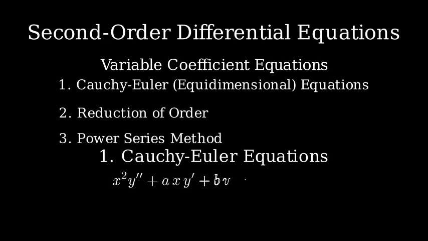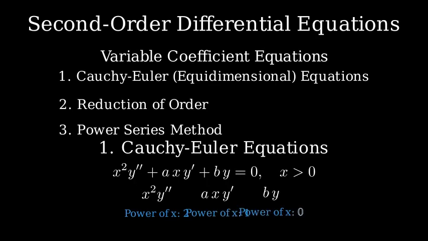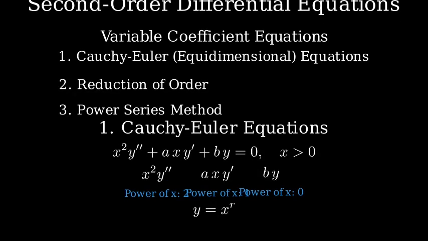An Euler equation has the form x squared y double prime plus a times x times y prime plus b times y equals 0, where x is greater than 0 and a and b are constants. This type of equation is special because the powers of x in each term decrease by exactly 1 as we take derivatives. To solve an Euler equation, we make a clever assumption or ansatz.